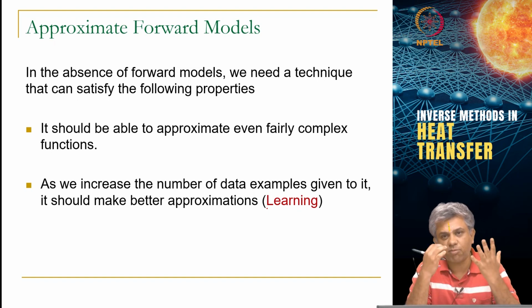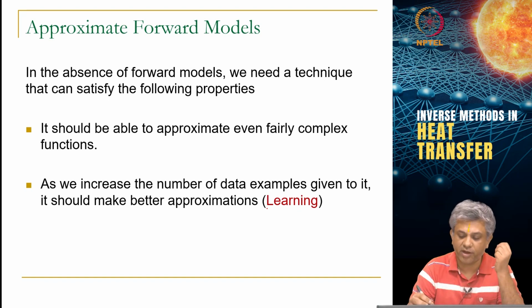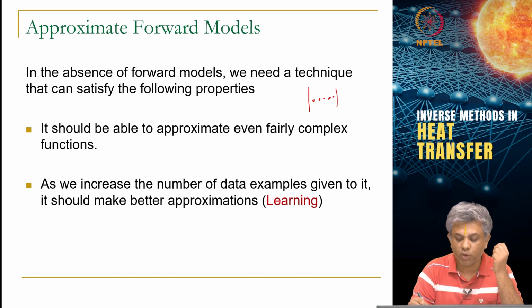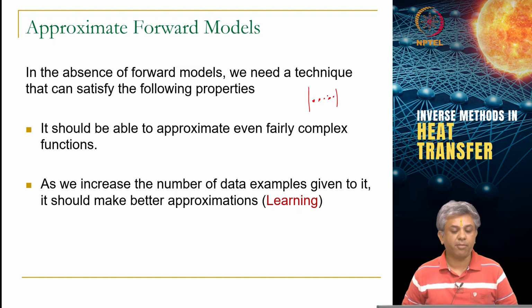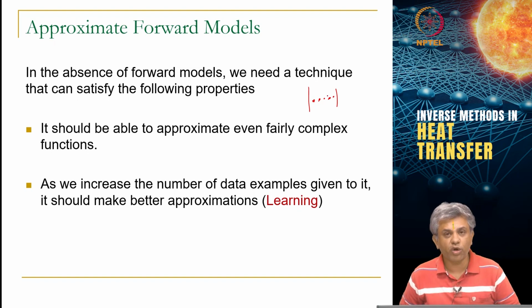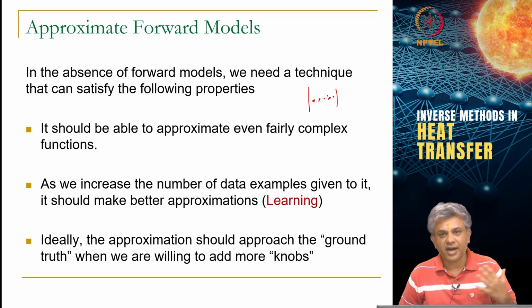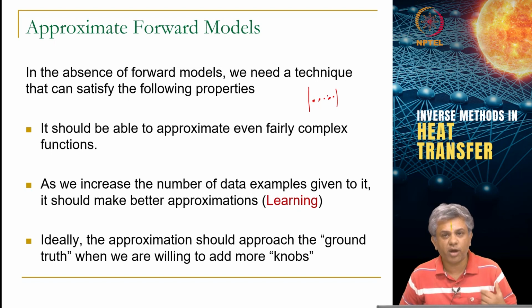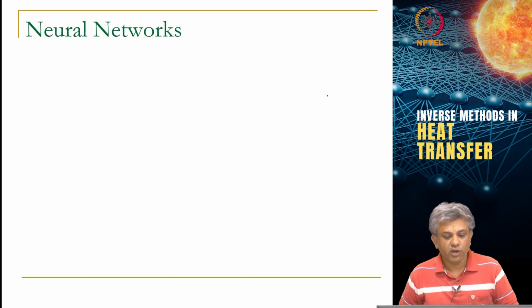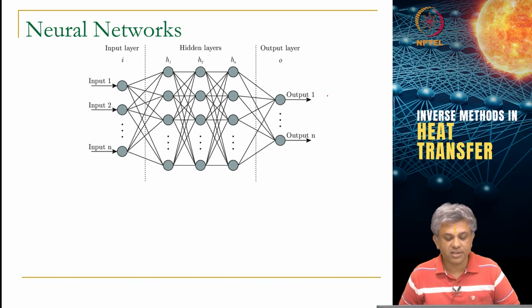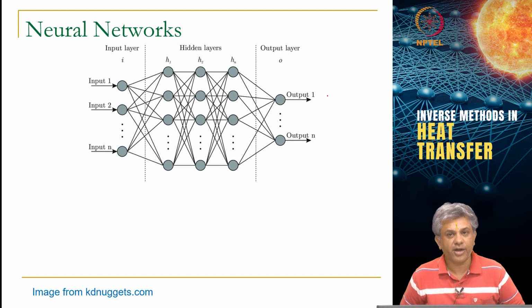This is somewhat similar to what happened in the slab. If I give you 2 points, you will make one approximation. If I give more and more points, I will make better and better approximations. But do note this, that as we add more and more data, we should get better and better. Ideally you should approach the exact values as you add more and more data. So, one such technique that does this is what is known as neural networks.